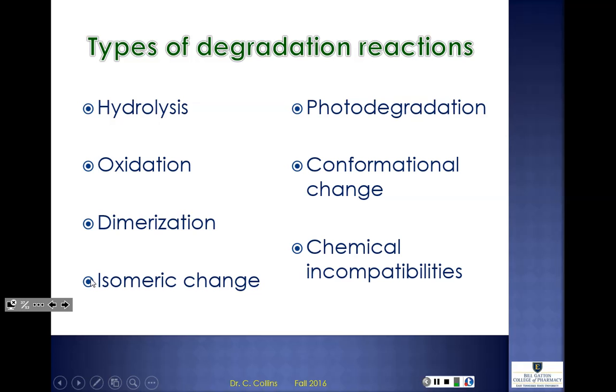So, types of degradation reactions that we'll look at, very common: hydrolysis, oxidations, dimerizations, isomeric changes, photodegradation, conformational changes, and just outright chemical incompatibilities. Obviously, in that case, if a drug is very acidic, you would not put it in a very basic environment, because then you would have a nice acid-base reaction that would inactivate it.